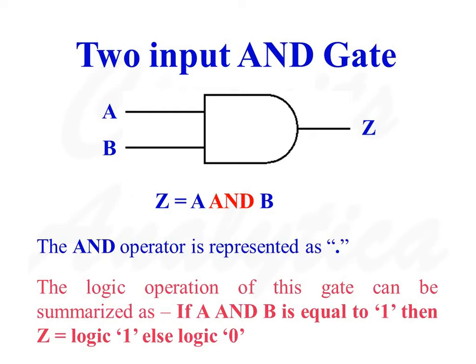And this can be generalized as in the case of an n-input AND gate. If all the n inputs are existing at logic 1, then output is equal to 1. Else, if any one of the inputs is existing at logic 0, then output is equal to logic 0.